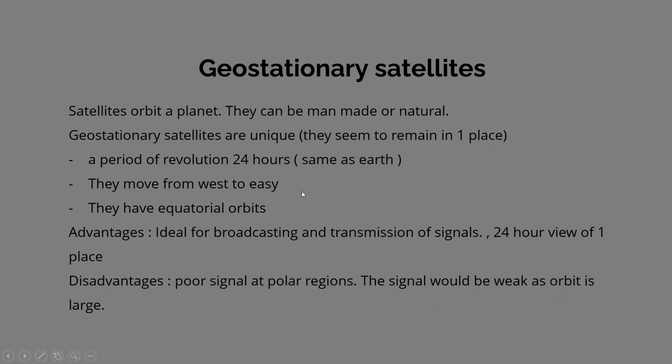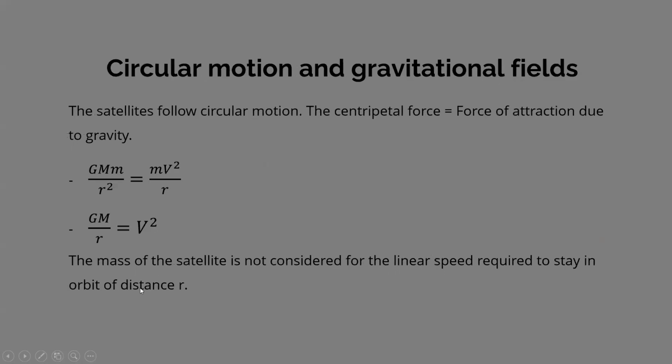Advantages of geostationary satellites are that they're ideal for broadcasting and transmission of signals, and they provide a 24-hour view of one place. A disadvantage is that the transmission has a poor signal at polar regions. Because they have equatorial orbits, the distance to the polar region is very high, hence the signal will deteriorate. The signal would be weak, like I said, as the orbit is large. I would recommend you remember the poor signal at polar regions as a disadvantage.